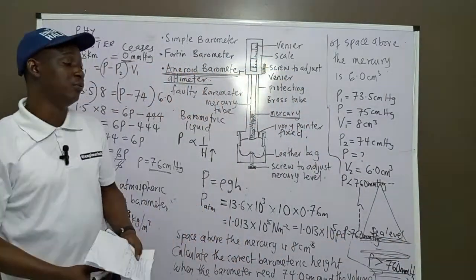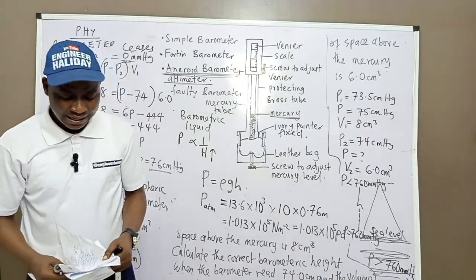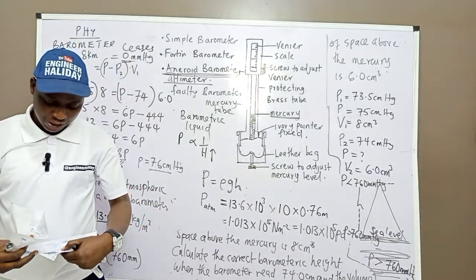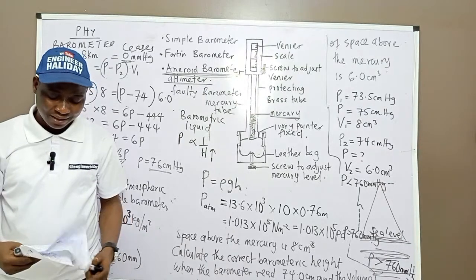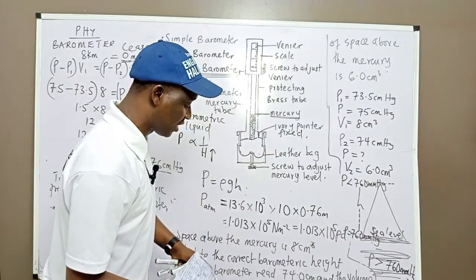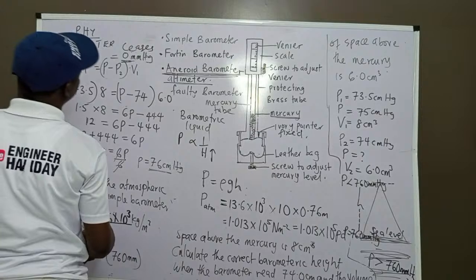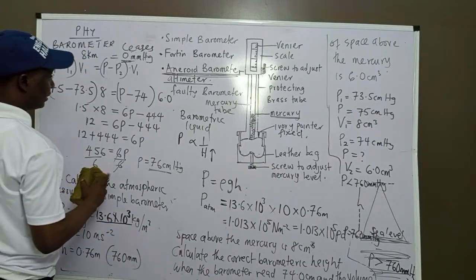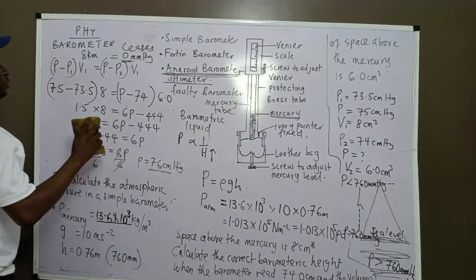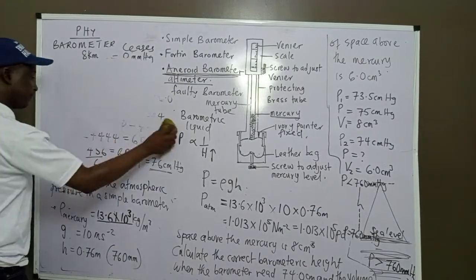Below the sea level, pressure is higher than 760 millimeter of mercury. So please take note of that. Very, very important. So now let's take the last question before I call it a day. I want to solve one question more, then we call it a day.